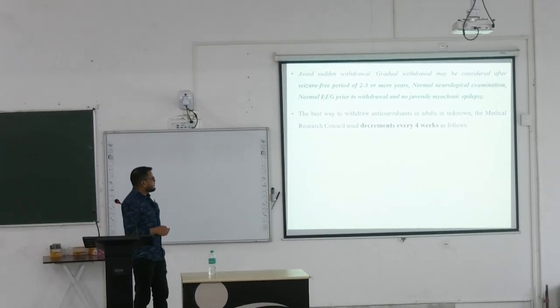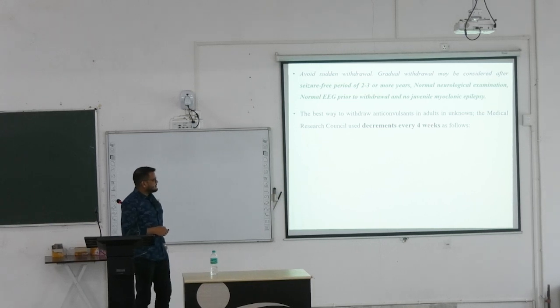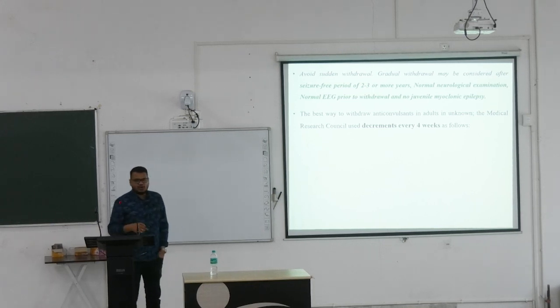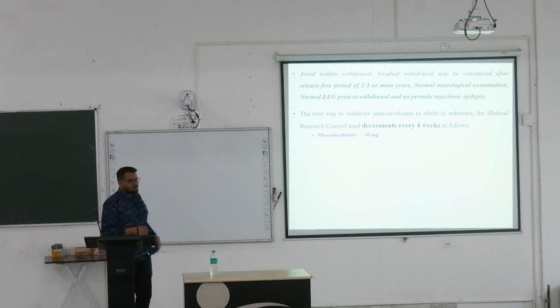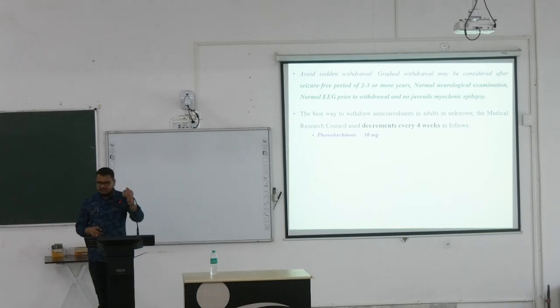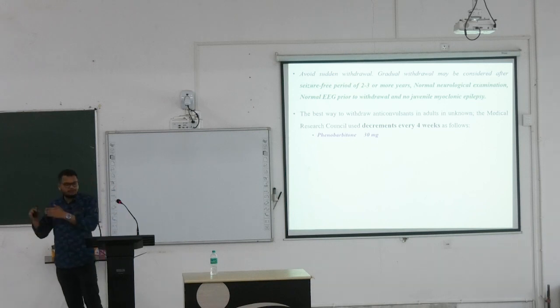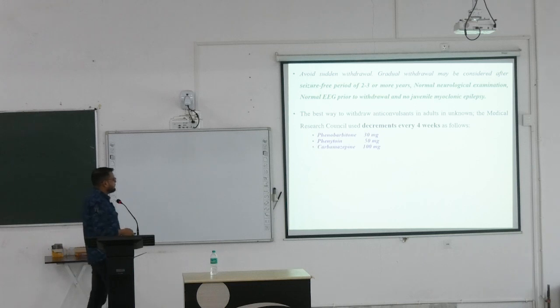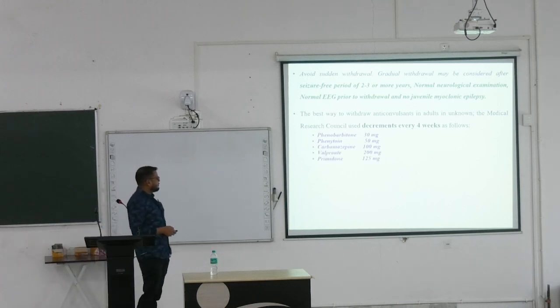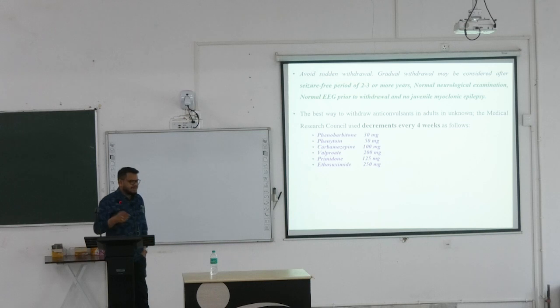The Medical Research Council used decrements every 4 weeks as follows. How do you reduce? If the patient is on phenobarbitone 300, reduce by 30 each month. Next month 270, then 230, then 180, like that. Phenytoin 50, carbamazepine 100, valproate 200, primidone 125, like that.